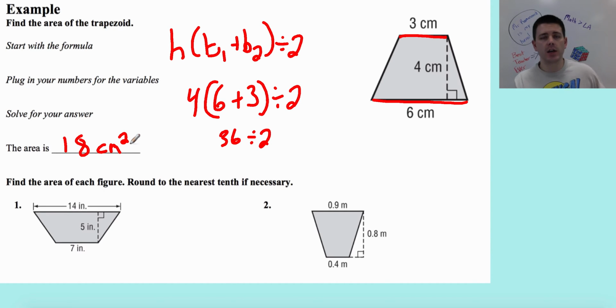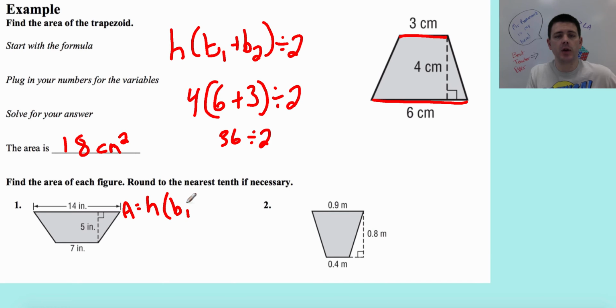So it looks like a complicated equation, but it's really not. All you're going to do is plug in your numbers and do the math. So let's try this next one. Find the area of this one here. So area is equal to height times base 1 plus base 2 divided by 2.